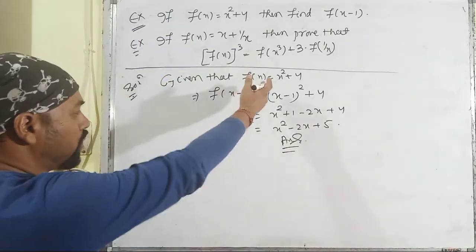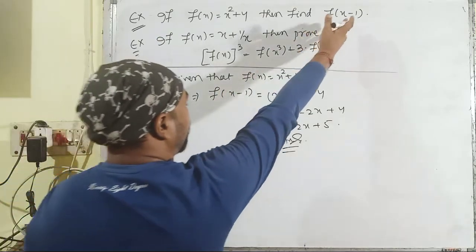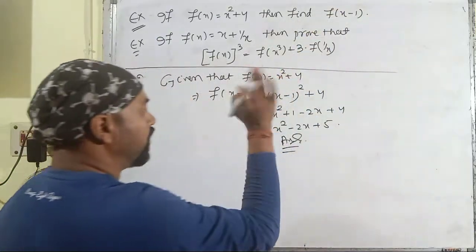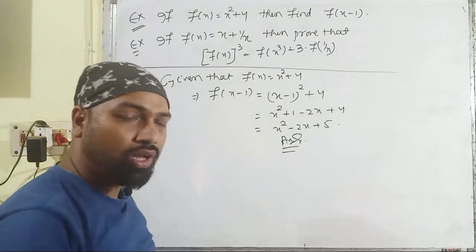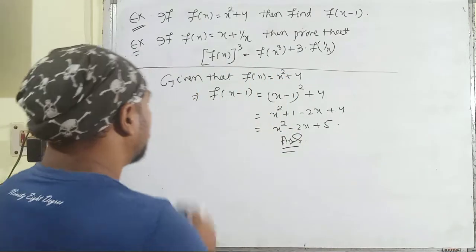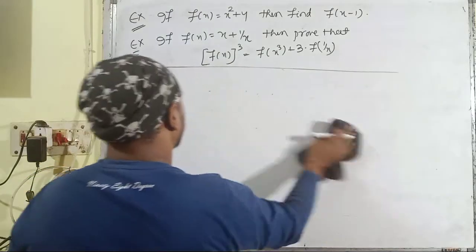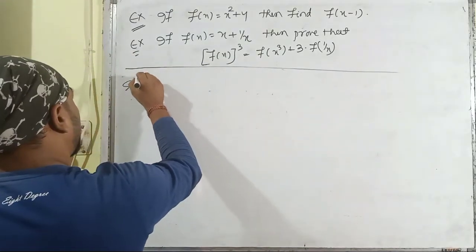Very easy. We just have to substitute the given required value, x minus 1, in place of x. As well as in the right hand side part, we have to substitute x minus 1 in place of x. So let us move through the second problem.